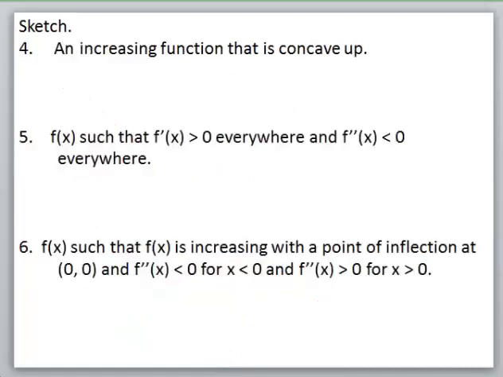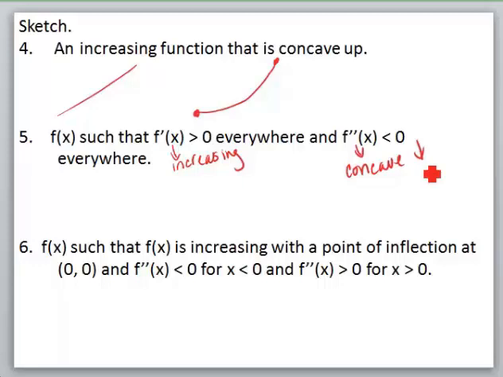Going on a few more of these. An increasing function that is concave up. So we've got increasing again, and we want it to be concave up. So we will have it holding water. The number 5 says, let's sketch something that is, this means increasing, right? Greater than 0. The first derivative is greater than 0 everywhere. So it's increasing everywhere, but the second derivative, remember, applies to concavity, and it's concave down everywhere.